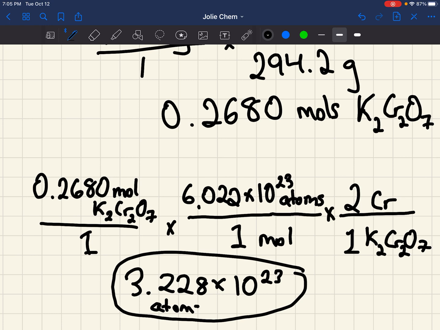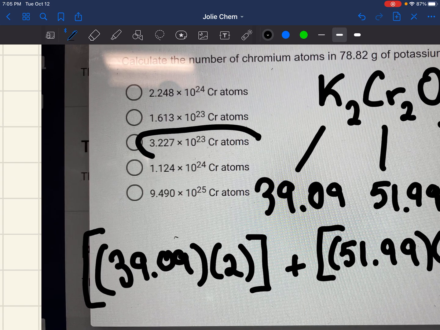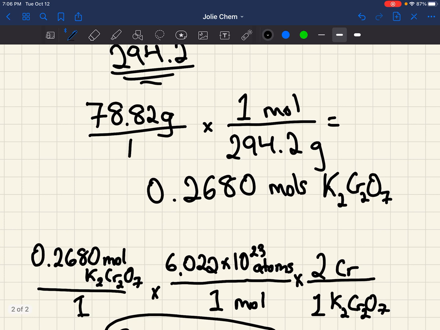Atoms of Cr. And so let's look back at the answer choices. This is the most similar. It's not going to be exact, but the beauty of this is that it's multiple choice, and you know that whichever one is the closest is probably going to be your answer choice.